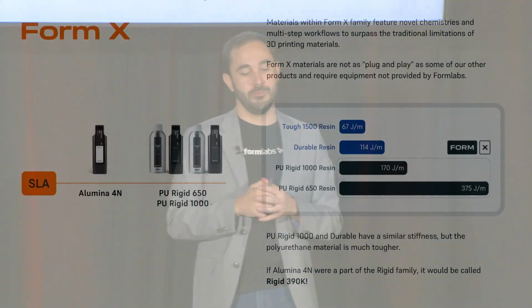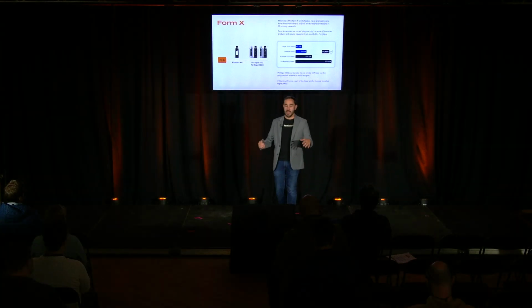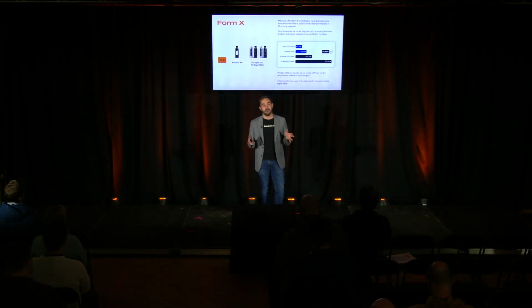So polyurethane and Alumina 4N are the two things that are in this portfolio to start. If you look at Polyurethane Rigid 1000 resin, you'll see that it actually has a really similar tensile modulus to Durable resin, which I talked about being a really tough SLA material. But it has almost double the impact resistance. So at the same modulus, you're getting double the impact resistance. If you go ahead and drop the modulus to what it is for Polyurethane Rigid 650, you're able to get to like 3 to 4 times the toughness that you're getting in the standard SLA portfolio.